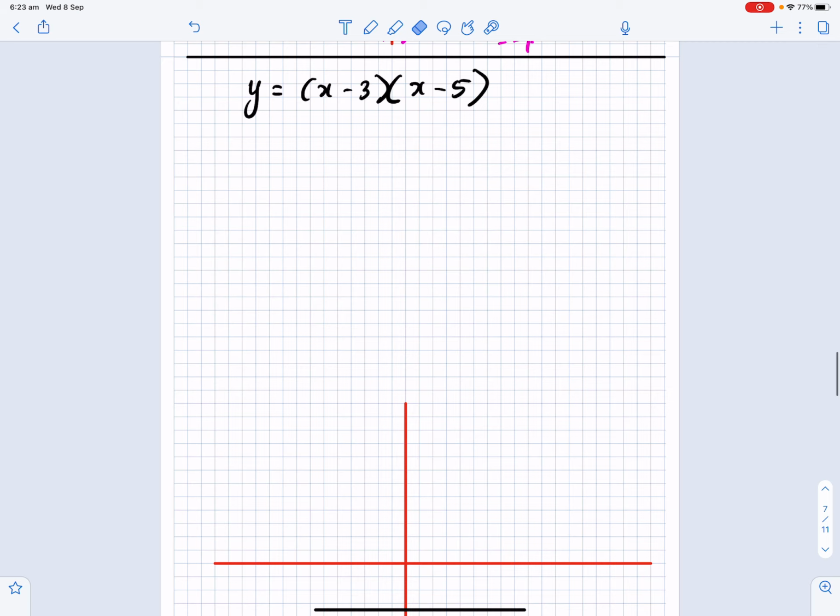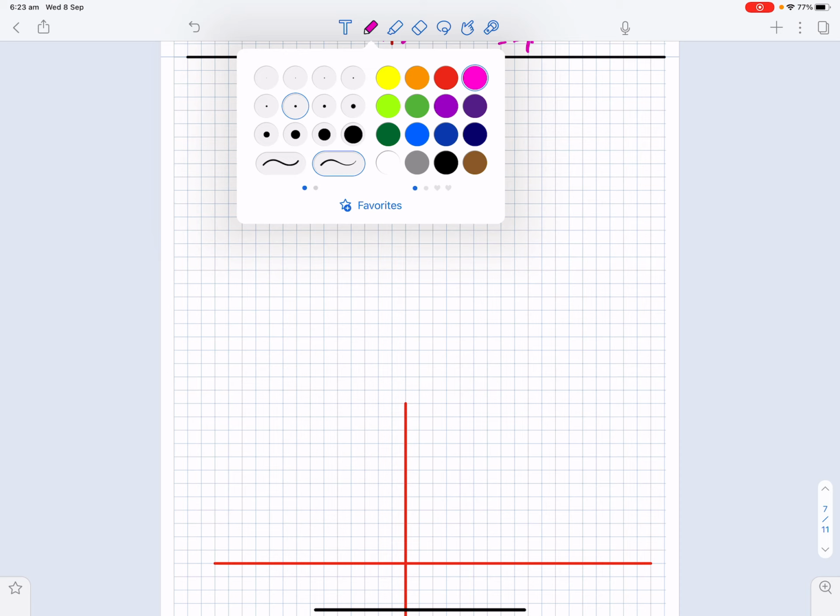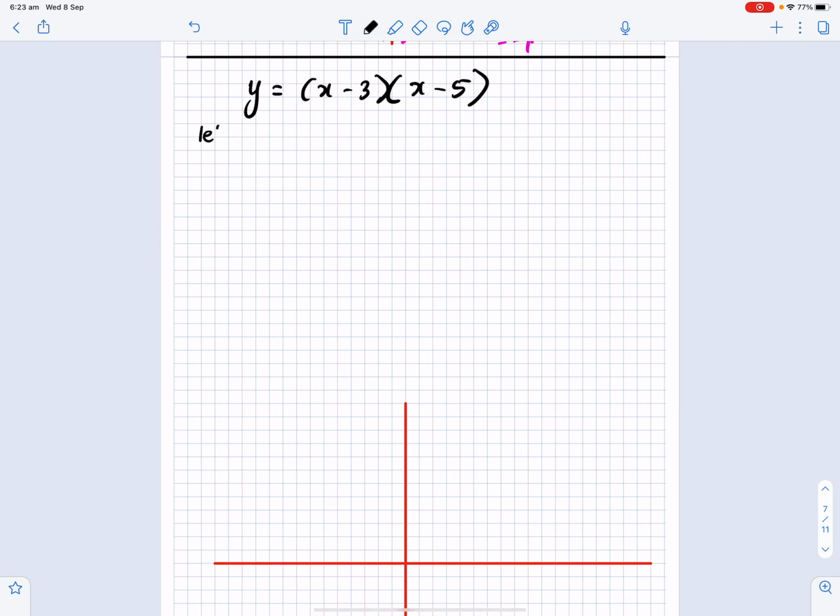What do you do when the equation looks like this? Well, this is actually quite easy. Let's go ahead and answer all the questions. Let's find the x-intercepts. So let y is equal to 0. So 0 is equal to x minus 3 times x minus 5. This is wonderful because it's already been factorized for us, right? Don't expand it, please. And you get x minus 3 is 0, so x is 3. That's one x-intercept. And the other one is x is equal to 5. So that's one x-intercept and that's the other.